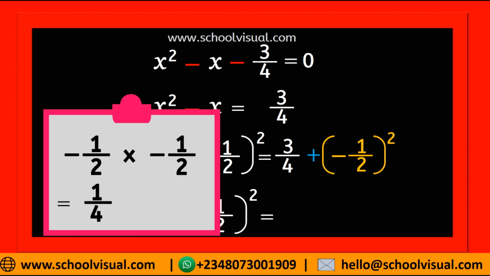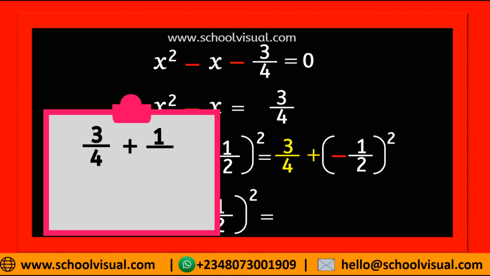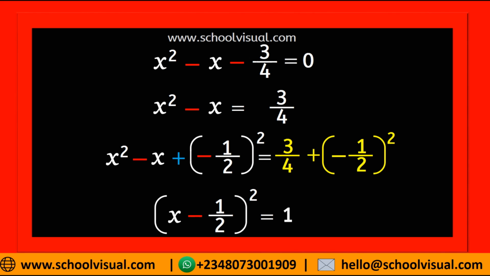Now that we know the answer to this, we can add it to what we have here. The denominators are the same, so we write it down. 3 plus 1 is 4. When 4 divide 4, that will give us 1. So this gives us 1. Are you following me? Take a deep breath. Breathe in, breathe out. Let's continue.